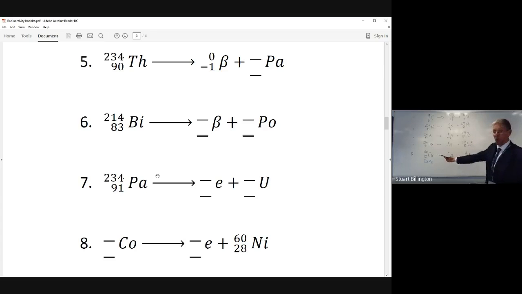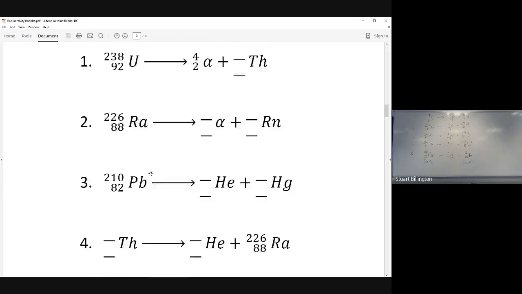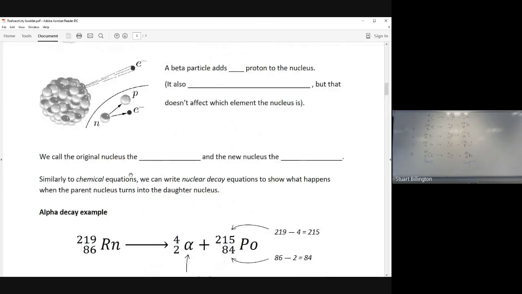So really, the parent decays and turns into the daughter, which is a bit messed up. But I don't know why we use that language. It's just historical that we do. So the parent turns into the daughter. So if you see that language, what is the parent nucleus? What is the daughter nucleus? That's what it's talking about. And when we get back into class and you get your booklet, there's a space for you to write that in. Just here, it says we call the original nucleus the parent and the new nucleus the daughter. You think it should be like mother and daughter or parent and child, but I don't know. That's the way it is.